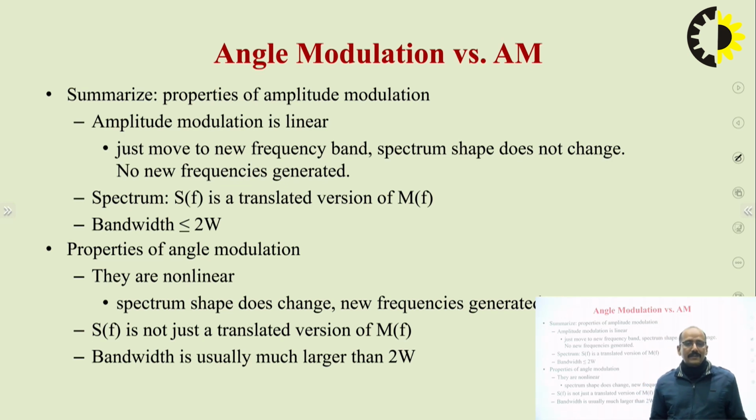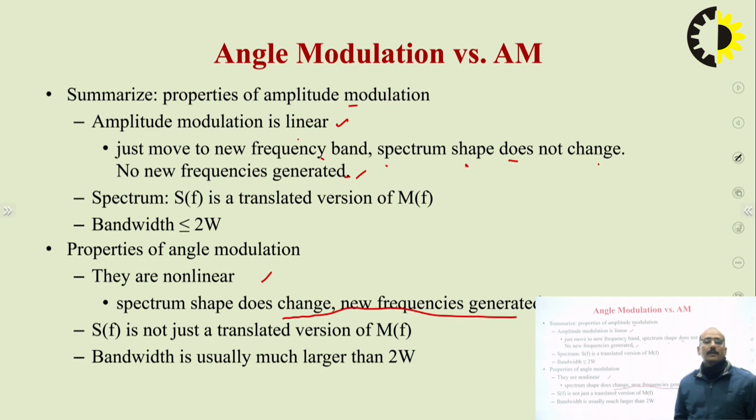Also, when we are discussing angle modulation, we need to compare it with amplitude modulation. You can see that amplitude modulation is linear, meaning it just moves to a new frequency band, the spectrum shape does not change, and no new frequency is generated. But angle modulation is non-linear, the spectrum shape does change, and new frequencies are generated. In the wideband case, there are a number of sidebands, equal to n. As soon as the frequency sensitivity or modulation index of frequency modulation increases, the number of sidebands also increases. So that's why new frequencies are generated.